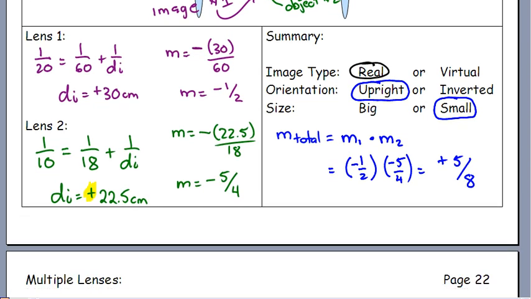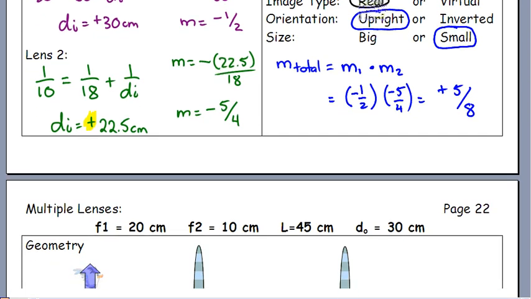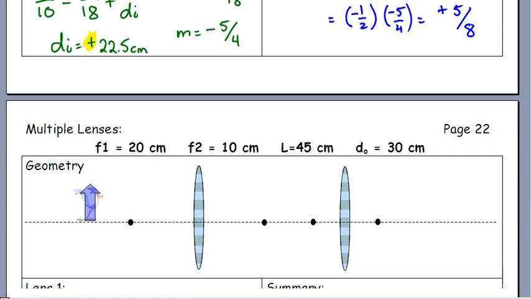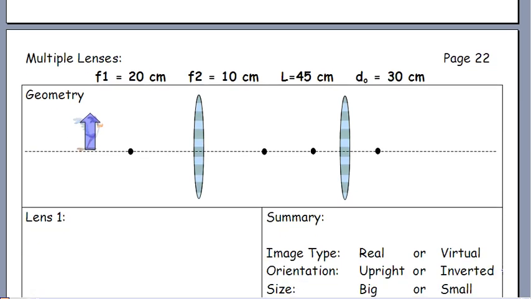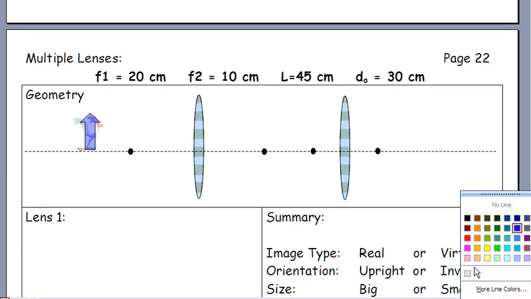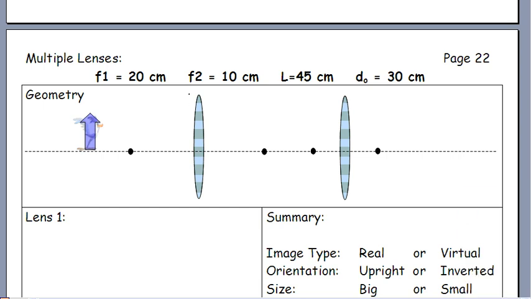There is one strange thing that can happen in the math, and I just want to use this last example to demonstrate that. So we've got some lenses here again. Looks like the first lens is a 20. The next lens is a 10. Okay, very similar to last time. They're a little bit different for their spacing. We're going to space them 45 centimeters apart.